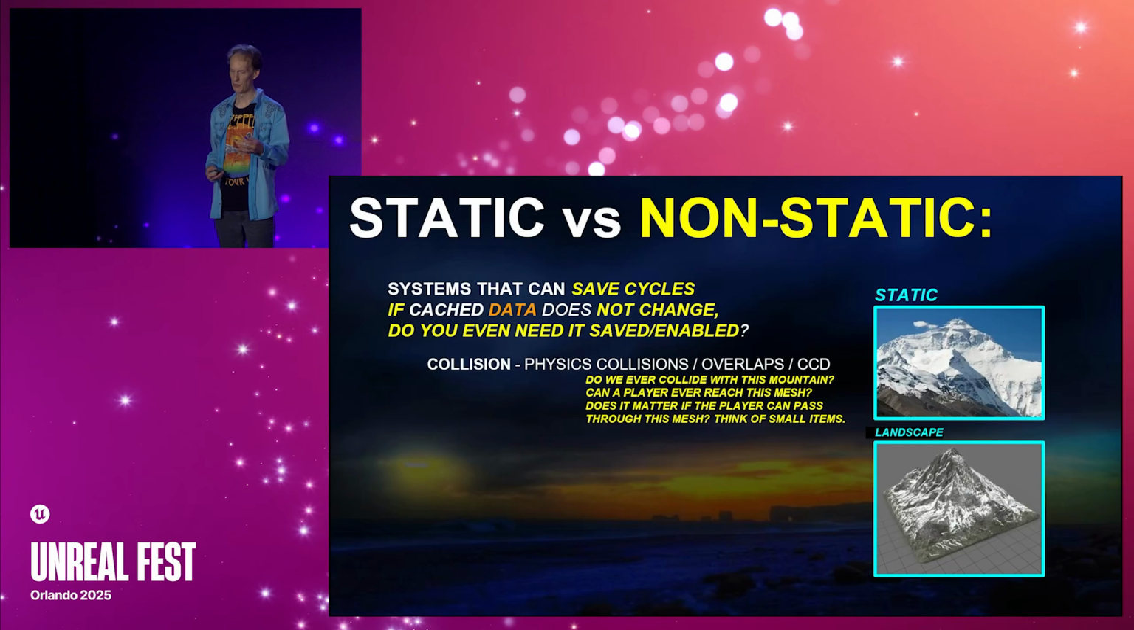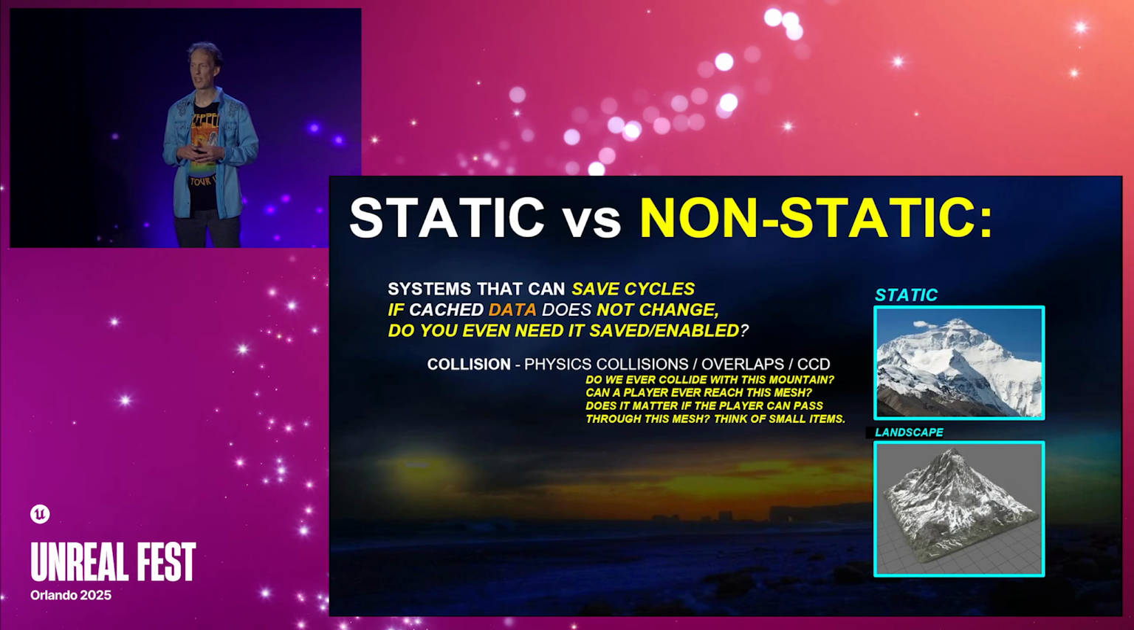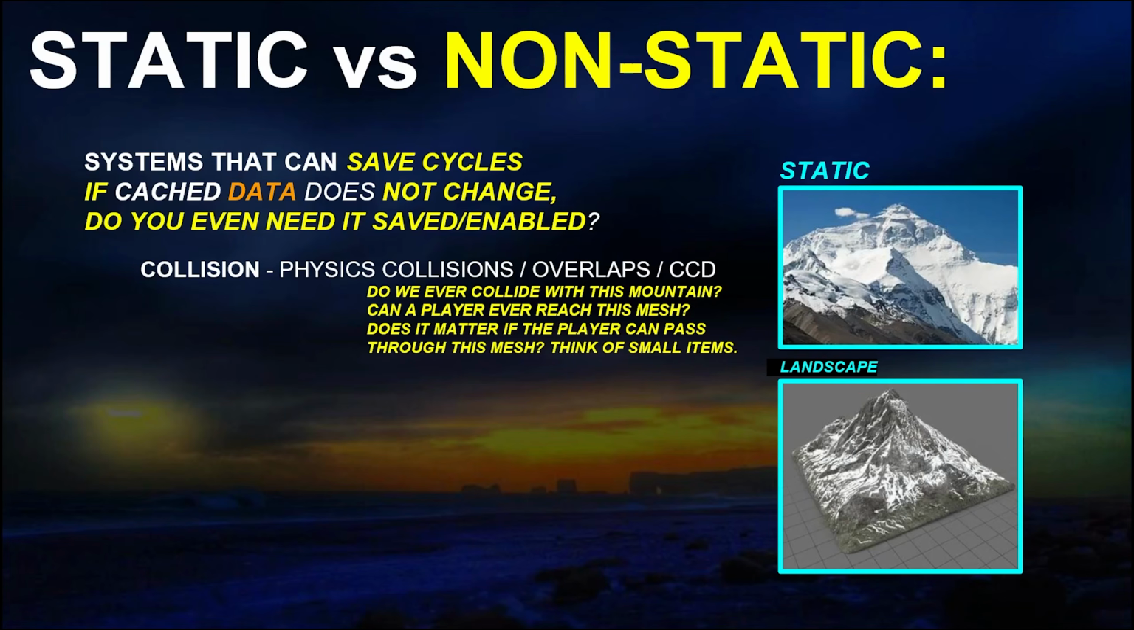So an example of what could be static versus non-static: systems that can save cycles by being cached. A mountain, we may not need to ever mark that movable, but maybe you do generate your terrain. Maybe you do move a mountain. So it's up to your environment. But if you don't need to move the mountain, disable collisions on it if you never get there. Disable overlaps on it if you're never going to overlap with it.